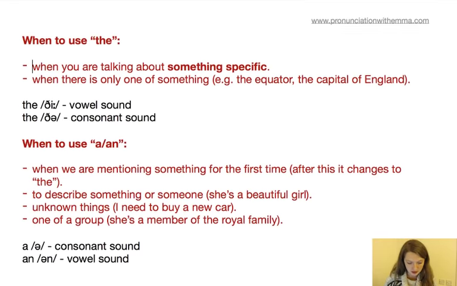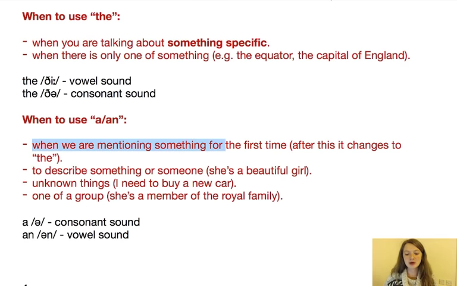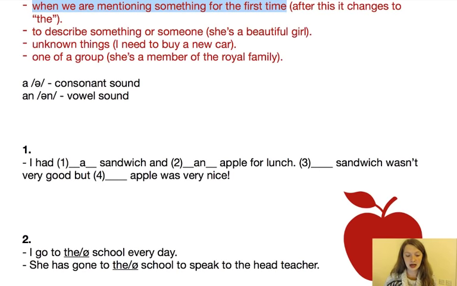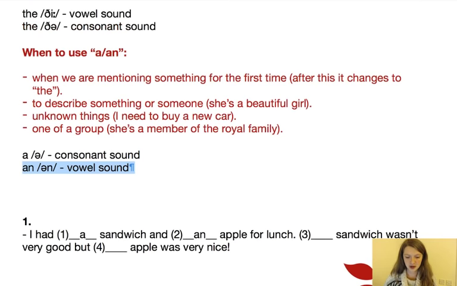When you're, where are we? Here we are. When we're mentioning something for the first time, okay? Had a sandwich and an apple. We're using an instead of a apple, okay? An apple, because it's a vowel sound. Apple. Here, we're mentioning something for the first time, so it's going to be an apple.